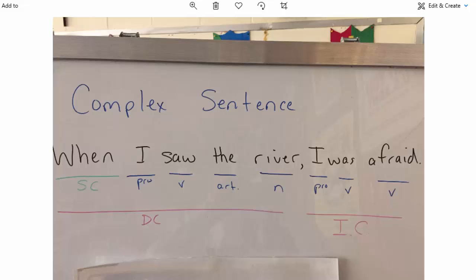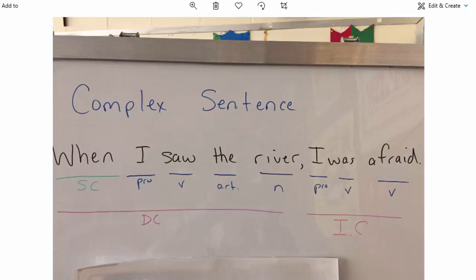So in the first part, when I saw the river, that is what we call a dependent clause. It does not stand on its own. And so I've identified the parts of speech. I is pronoun, saw is verb, the is article, river is noun. All right. In the second clause, I was afraid is an independent clause. It stands alone. I've got a pronoun, a verb, and an adjective, not a verb.